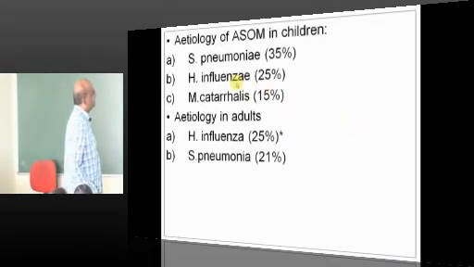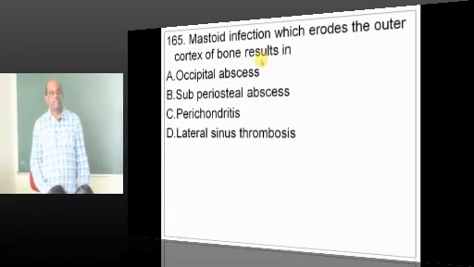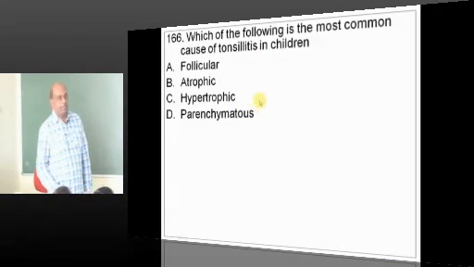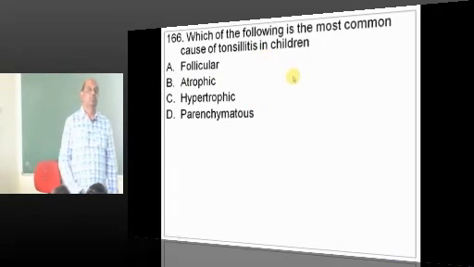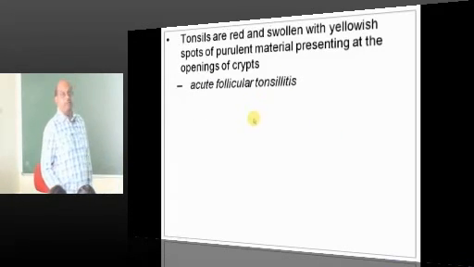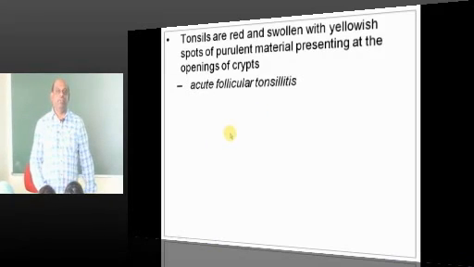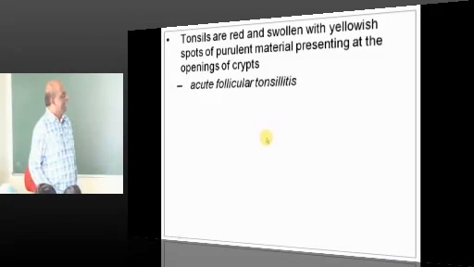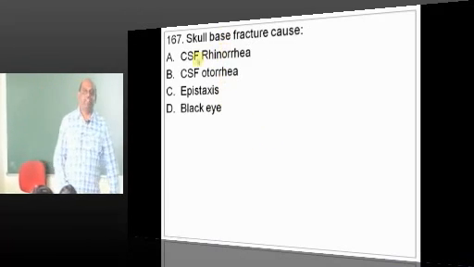Strep pneumo. Mastoid infection which erodes the outer cortex gives a subperiosteal abscess typically. Most common tonsillitis is follicular. Follicular, very good, that should be the answer. Rarely, only Ramakrishna, if you tell confidently, we know that only those questions you answer correctly. Right, wrong? Let's answer right, answer it.